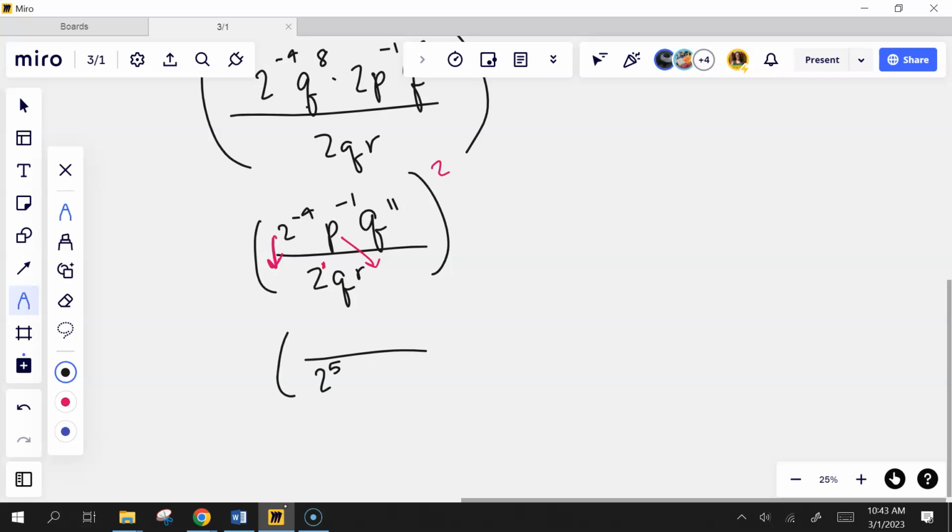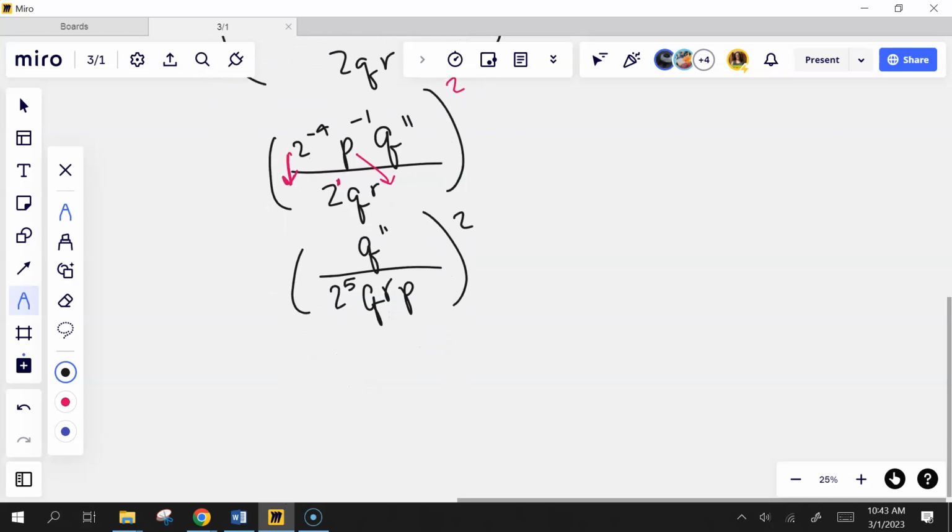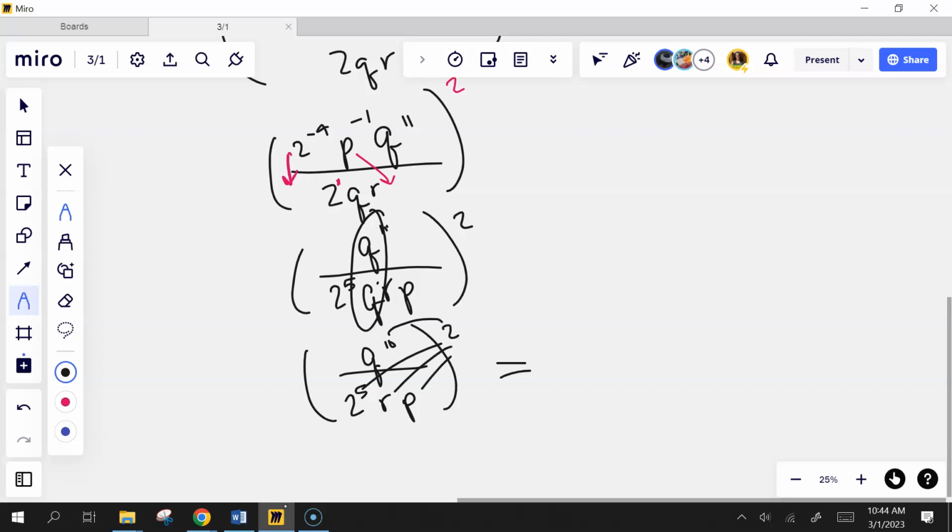No, Miss McKee, we're good. I've got a Q11 still up here. I've got a Q, an R, and of course that P came down. And the only thing I can combine here are the Q's. So I end up with 11 minus 1, which is 10. And then I've got 2 to the 5th, R. Now everybody can get that too. Here, here, here, and here. So I end up with Q20 over 2 to the 10th, R squared, P squared.